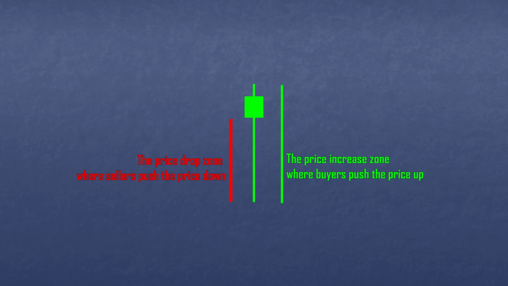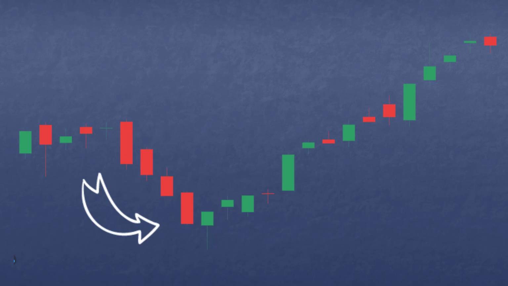This indicates that a significant number of buyers have entered the market, trying to capitalize on what they perceive as a favorable buying opportunity. If a bullish pin bar appears after a strong downtrend, it suggests that selling pressure is weakening and buyers are stepping in to push prices higher.